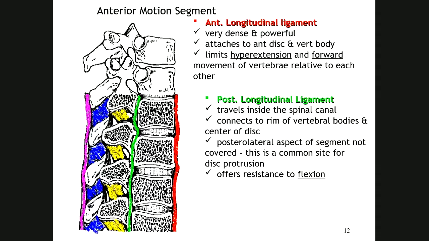Now we're going to talk a little bit about the anterior motion segment. What is helping the spine in the front? What is keeping it from going into extreme amounts of movement? In the red, you see here, we have the anterior longitudinal ligament. For all of these ligaments that I'm going to talk about, you have to know what they do and what they limit. You have to know the location of the ligaments, so I color-coded them for you.